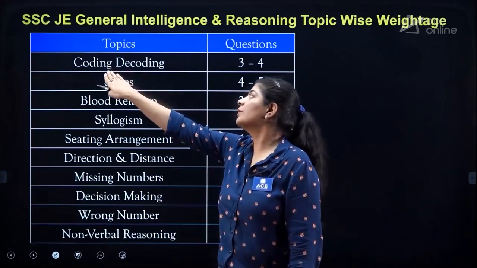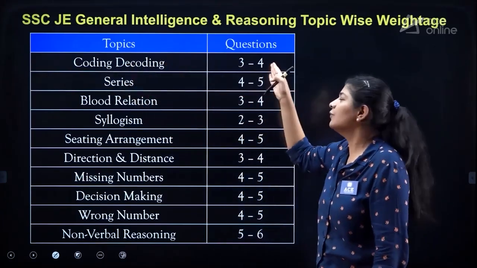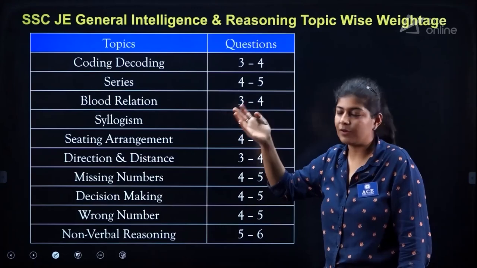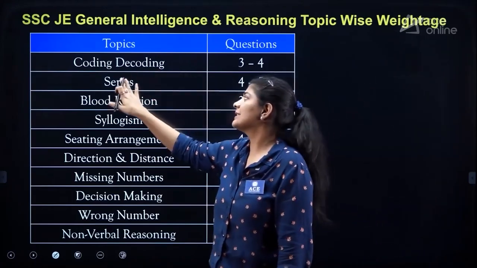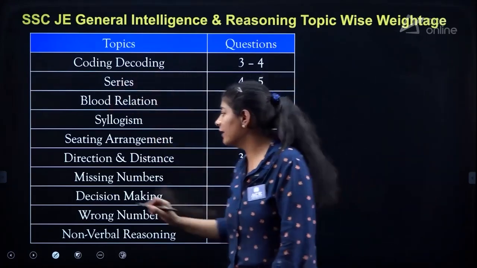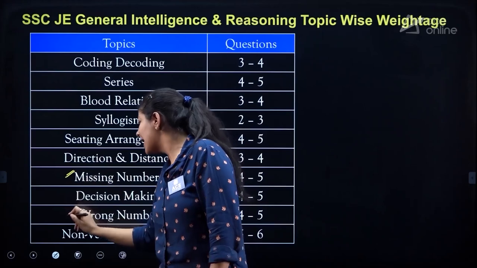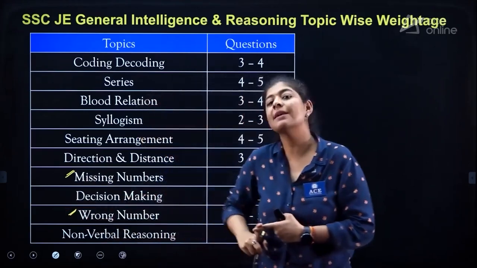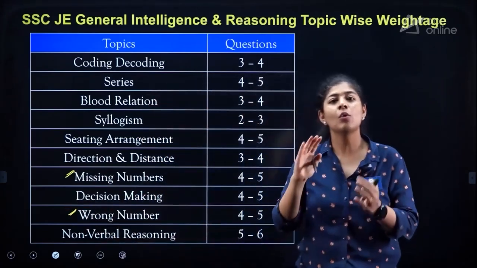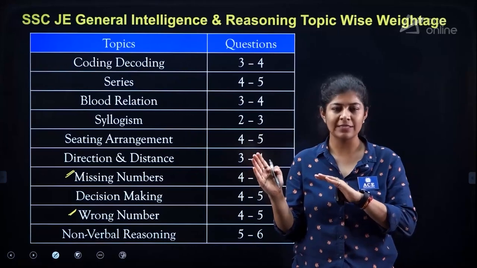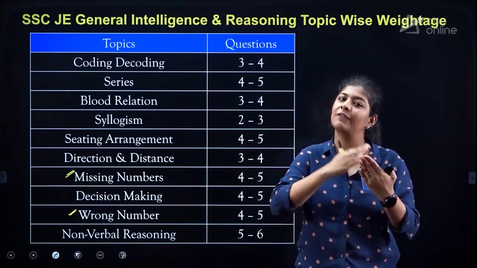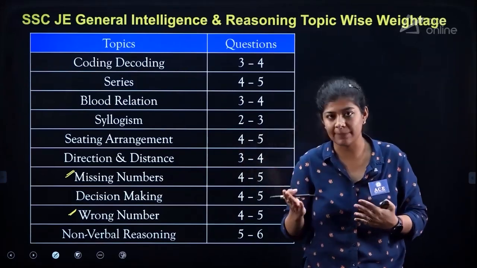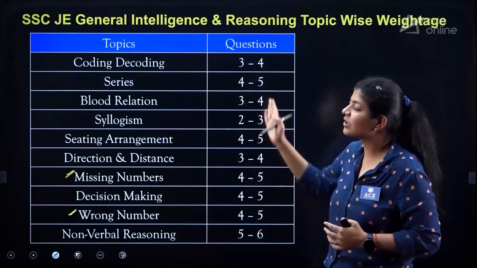If we talk about coding-decoding, 3 to 4 questions were asked in the previous year questions. Series, here as you can see, I also mentioned the missing number and the wrong series, because in some of the papers we observed that only the alphabetic segment was asked, or maybe in some of the questions alphabetic and number were both asked separately. So that is why it is mentioned like this.